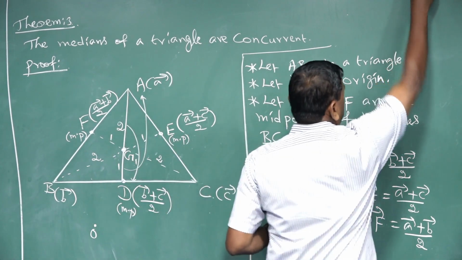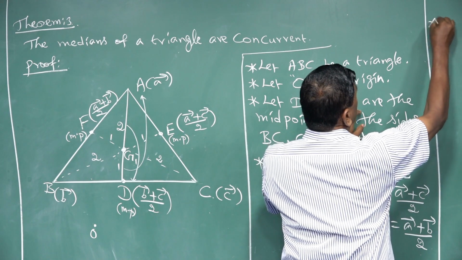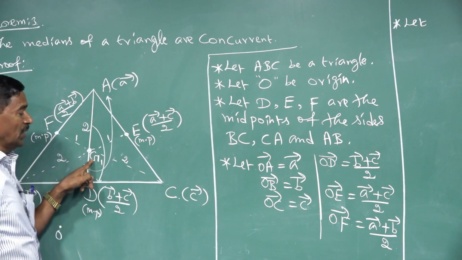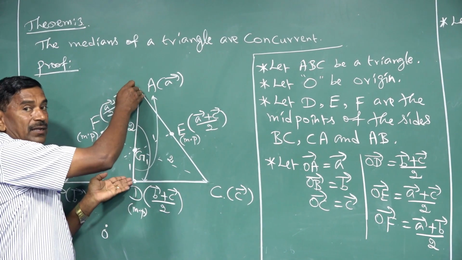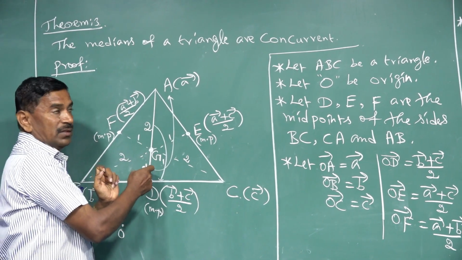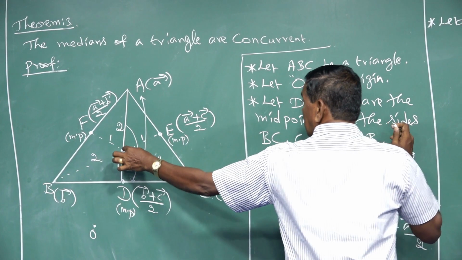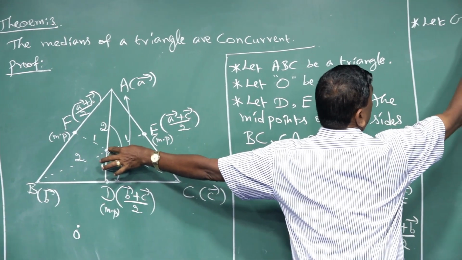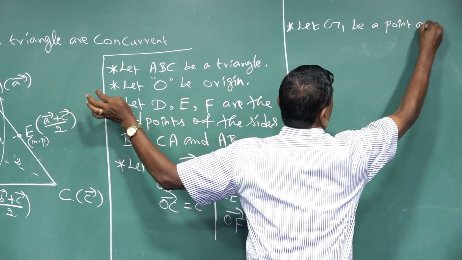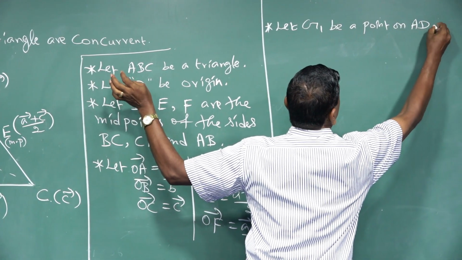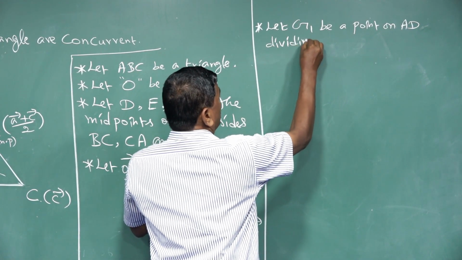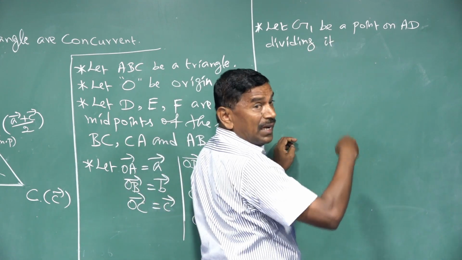Now the theory portion is, let G1 be a point on AD, dividing it internally in the ratio 2:1.